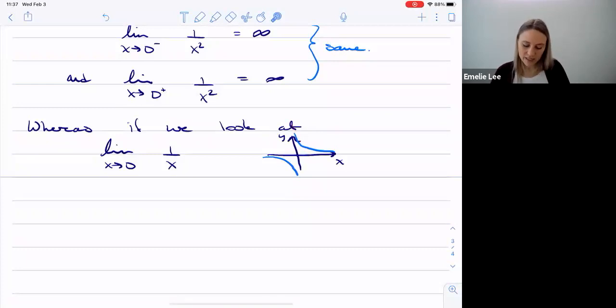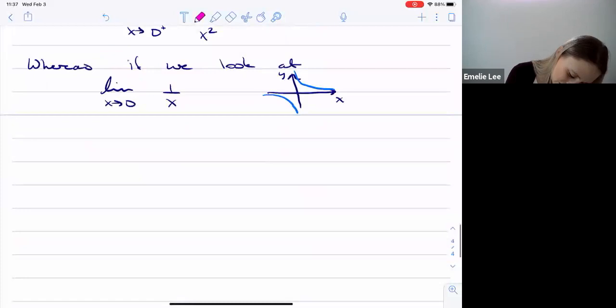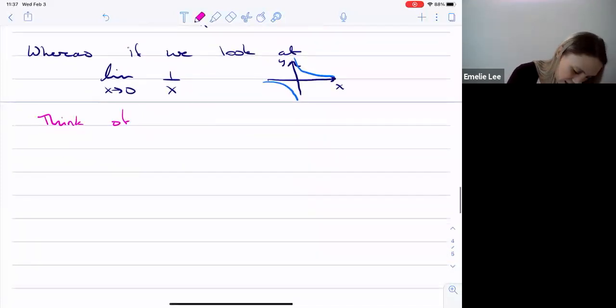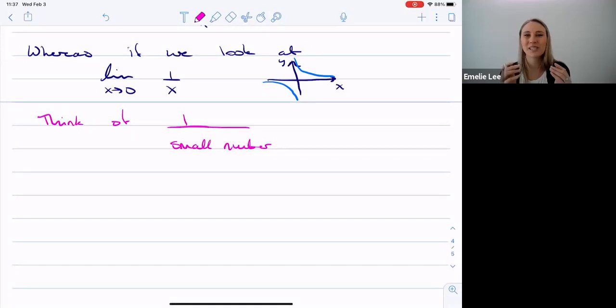What we're going to find is that it's really useful to remember, or think of it this way: think of 1 over a big number, or sorry, a small number. As you're approaching 0, you're dividing by really, really, really small numbers. And so that's going to give you a really, really big number.